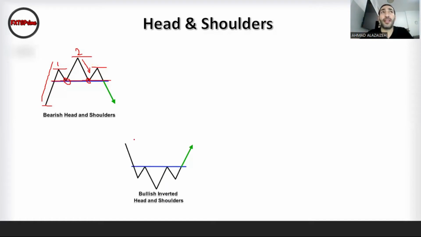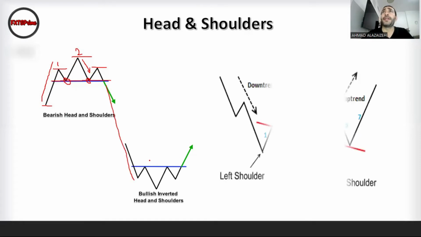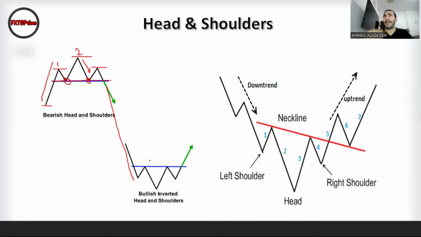Next one is the inverted head and shoulders. Head and shoulders can be from the top or from the bottom. So price is coming up, head and shoulders; price is coming down, head and shoulders again. Let's discuss it in detail. So let's discuss the bullish head and shoulders in detail.